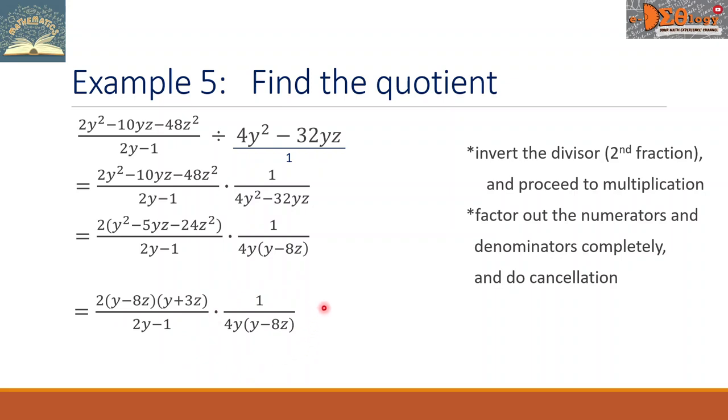Now, let's do cancellation. We can cancel this y minus 8z. There is y minus 8z here. Also, we cancel the constant 2 with the constant 4. The constant 2 becomes 1 and this 4 becomes 2. Now, let's collect the remaining values. So we have in the numerator y plus 3z all over 2 times y is 2y times the binomial 2y minus 1.